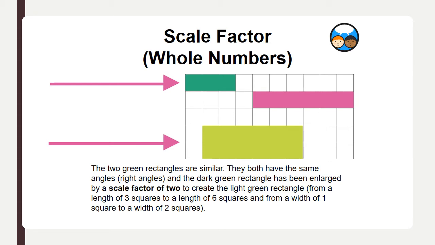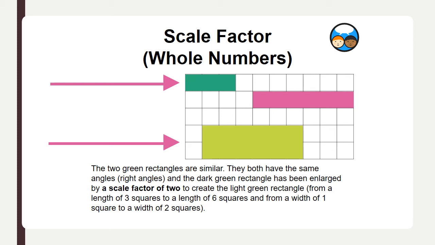They both have the same angles, right angles, and the dark green rectangle has been enlarged by a scale factor of 2 to create the light green rectangle, from a length of 3 squares to a length of 6 squares, and from a width of 1 square to a width of 2 squares. So the smaller rectangle had a length of 1 square and a width of 3 squares, whereas the larger green rectangle has a length of 2 and a width of 6. So it has a scale factor of 2.